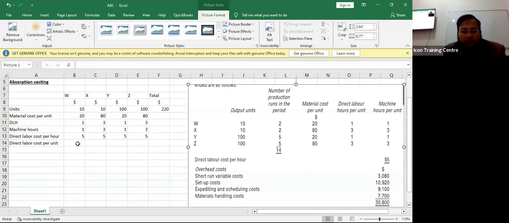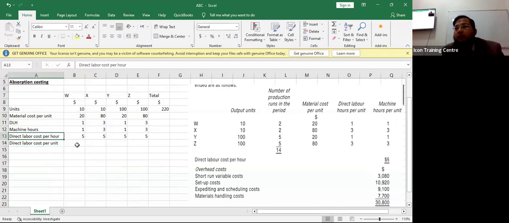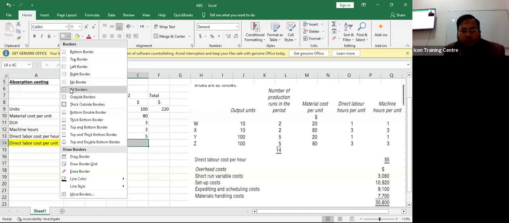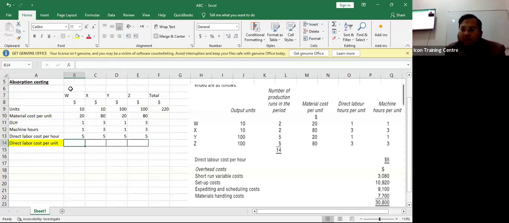Right? Yes. Now it was per hour. Now, if we need to find out direct labor cost per unit, how would we find out? You need to multiply this by direct labor hours. Am I right? This one. So this will give you per unit cost, right? Per unit direct labor cost. Is this fine, sir?